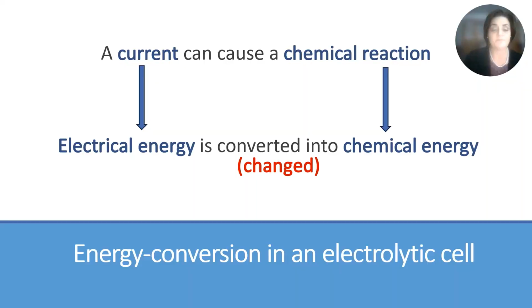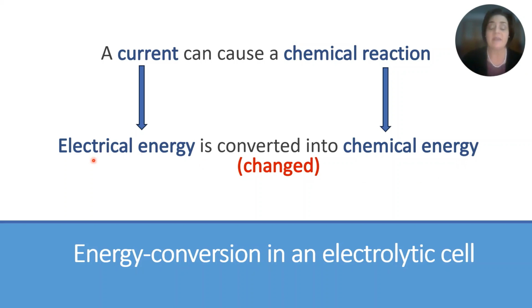So the next thing that you must know about the electrolytic cell is the energy conversion that takes place in an electrolytic cell. So we know now a current can cause a chemical reaction. Now a current is where we get the electrical energy from. The battery provides us with electrical energy, and that electrical energy is conducted into the electrolyte, into the solution. And then in the solution, what takes place? A chemical reaction. And when a chemical reaction takes place, chemical energy is released.